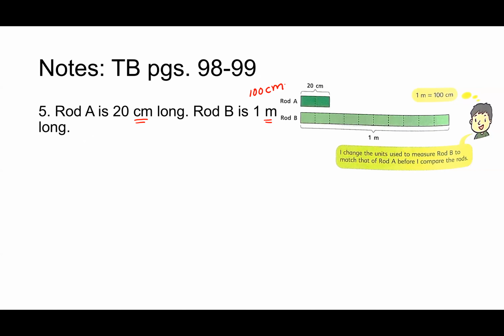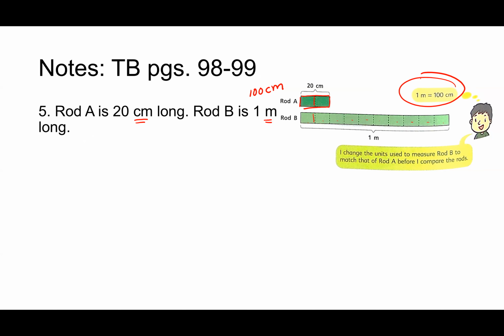Okay, so if I were to set this up in a bar model, let's just change the units to measure rod B to match that of rod A before I compare the rods. We have this divided up into 10 units. 1, 2, 3, 4, 5, 6, 7, 8, 9, 10. So each unit represents 10 centimeters, right, guys? Okay. So that way my 20 centimeter bar is made up of 2 units, and my 1 meter bar, or my 100 centimeters, is made up of 10 units.